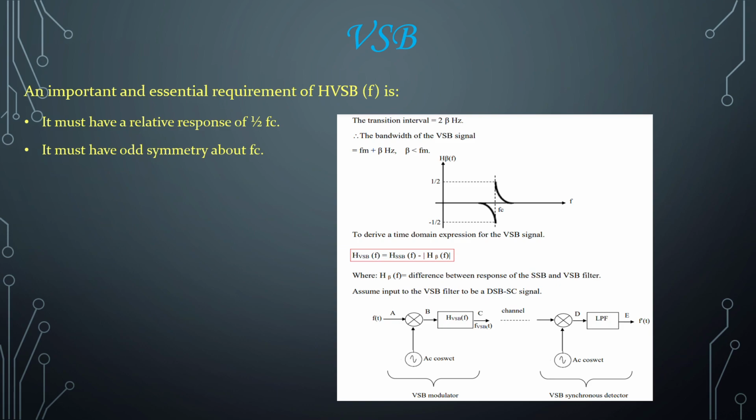An important and essential requirement of each VSB filter is that it must have a relative response of half at fc. It must have odd symmetry about fc. The transition width is 2 beta hertz. The bandwidth of the VSB signal is fm plus beta hertz, where beta is less than fm. To derive a time domain expression for the VSB signal, H VSB of f is H SSB of f minus H beta of f, where H beta of f is the difference between the responses of the SSB and VSB filters.